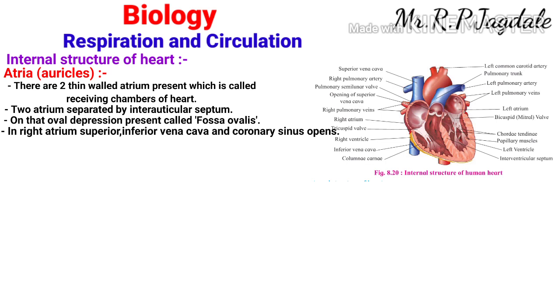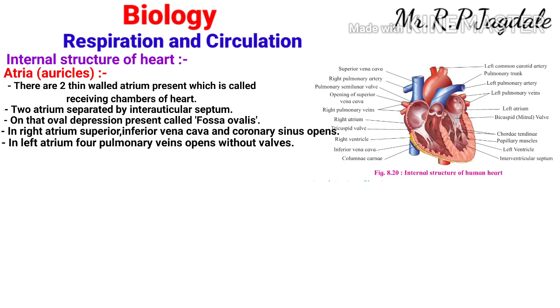You can see in the diagram the names of these and where they are present. And in the left atrium, four pulmonary veins open. So in the right atrium, the superior vena cava, inferior vena cava and coronary sinus open, but in the left atrium, pulmonary veins open and these are four in number. That means on the right side two pulmonary veins and on the left side two pulmonary veins are present. But they are without walls. Walls are absent in these pulmonary veins.